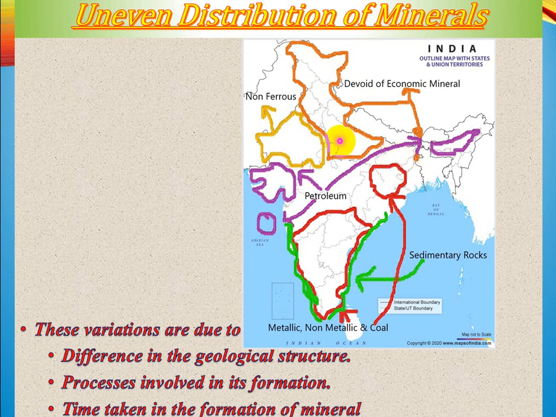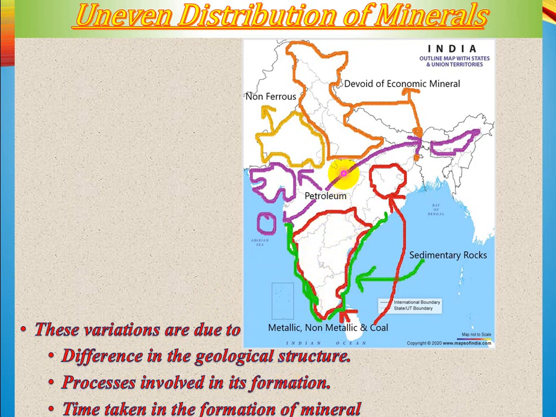So now the question arises: why is there a variation of mineral distribution throughout the country? There are three basic reasons. Some are igneous structures, some are sedimentary structures, some are in wet climatic zones, some are in arid climatic zones, and some are solid minerals, some are liquid minerals. Due to differences in geological structure, the processes involved in its formation and the time taken to form that mineral, everything varies. That is why we have the variation in the distribution of minerals.